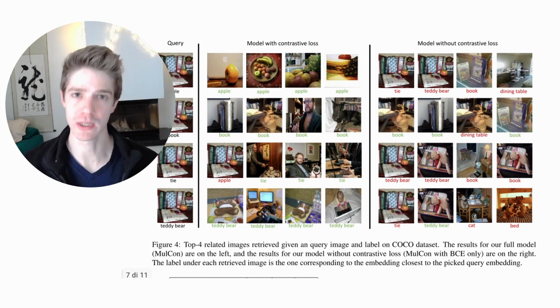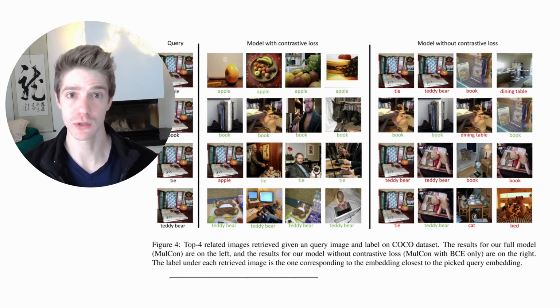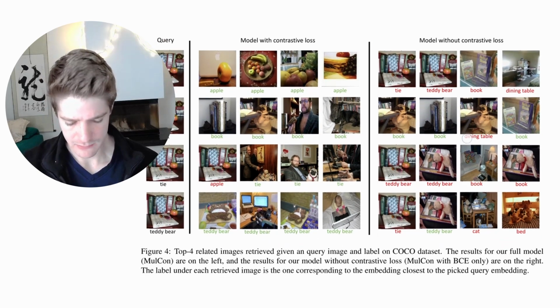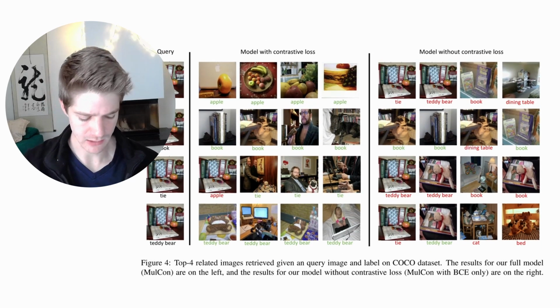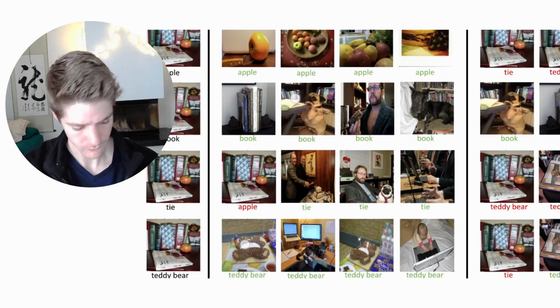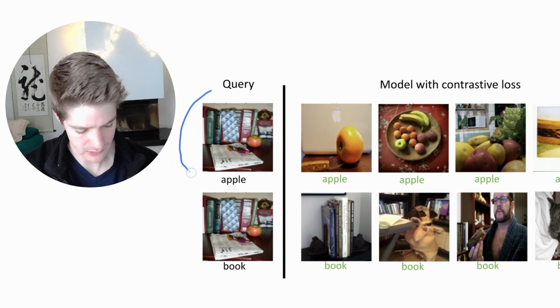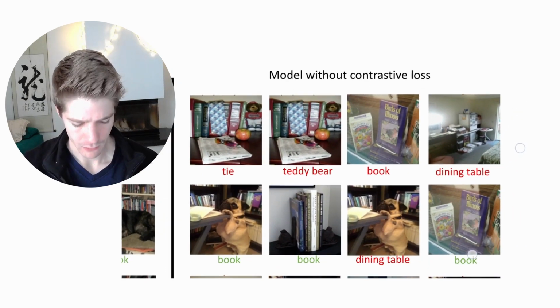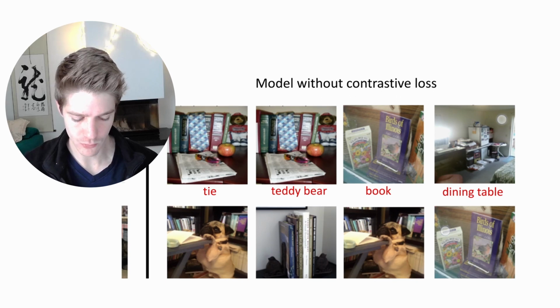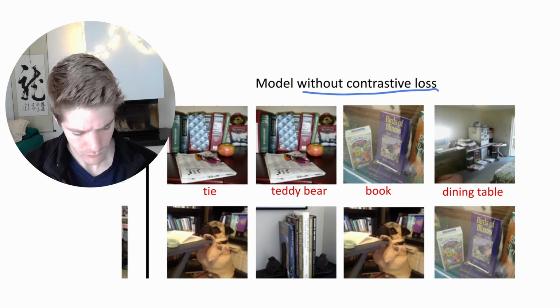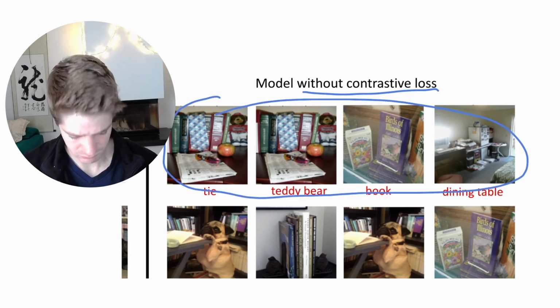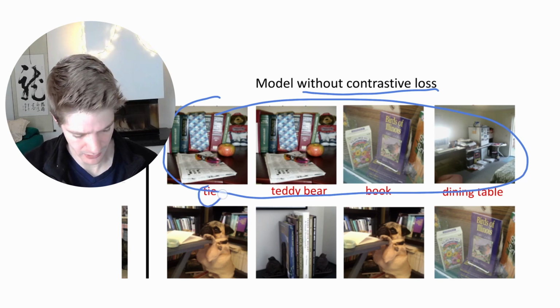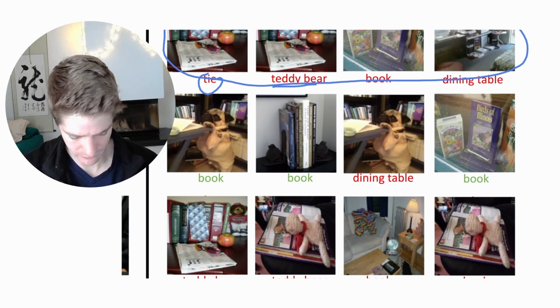An important task that you can do if you add a contrastive loss on top of the images is this one, an image retrieval task. For example, here the query is this image, and the class is the apple, so we want apples that correspond to this image. And if we train just with the cross entropy loss, that is without the contrastive loss, we see that the images don't make any sense. We ask for apple and we have a tie, teddy bear, books, whatever.